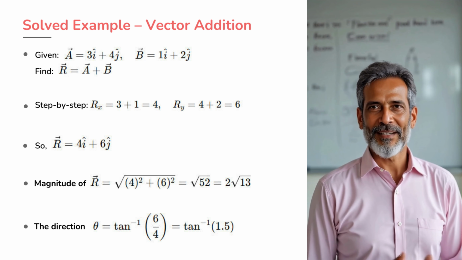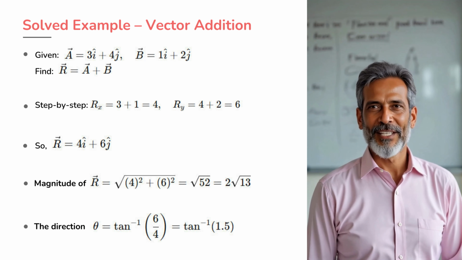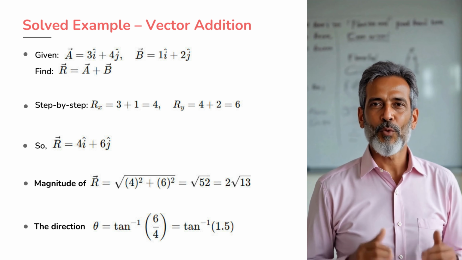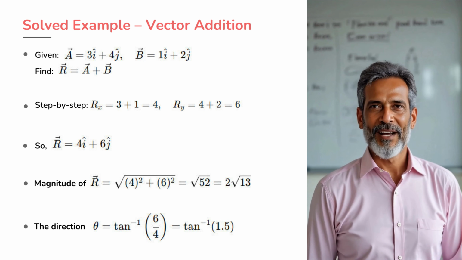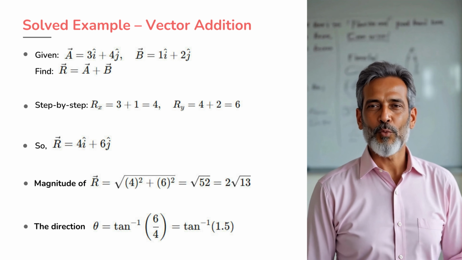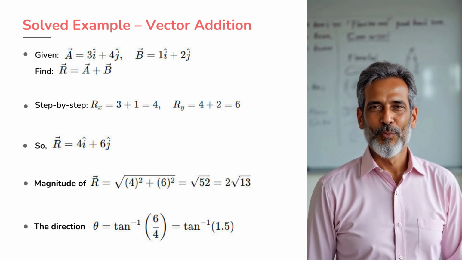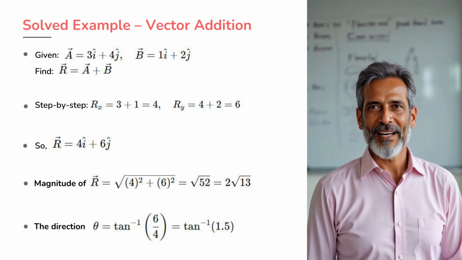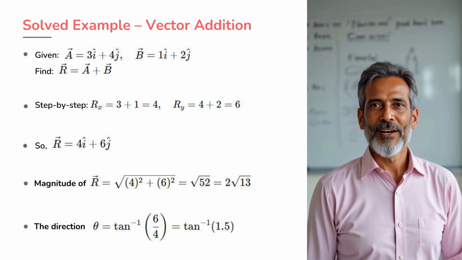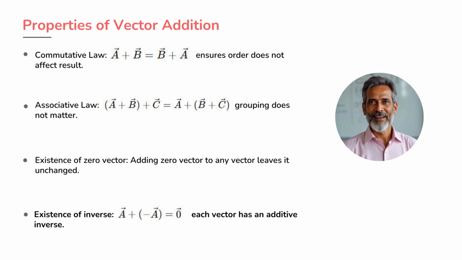To find the direction, theta, measure the angle vector R makes with the x-axis. Theta equals tan inverse of R subscript y divided by R subscript x. Here, that's tan inverse of 6 divided by 4, or tan inverse of 1.5. Pause a moment to imagine or calculate this angle, which gives you the exact direction of the resultant vector. This example shows clearly how component-wise addition and triangle law combine beautifully. Well done, Beta. Now that you know how to add vectors, let's understand some essential properties.